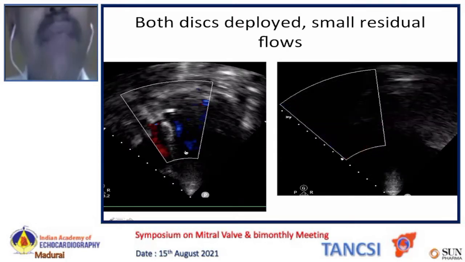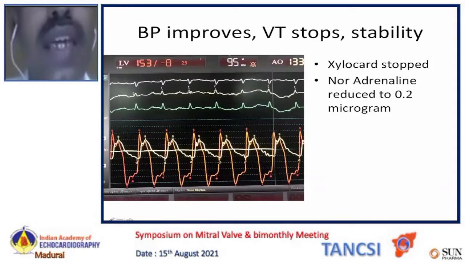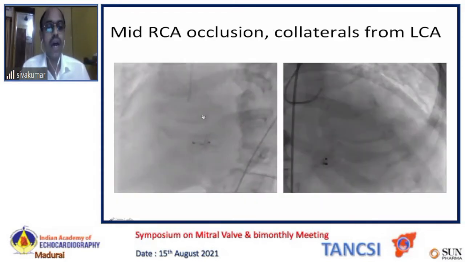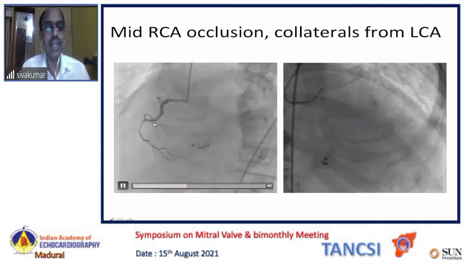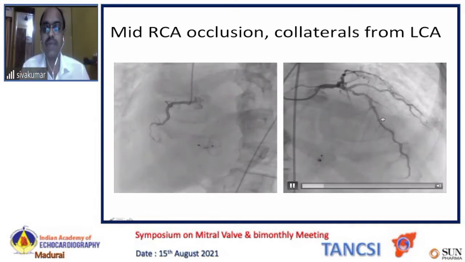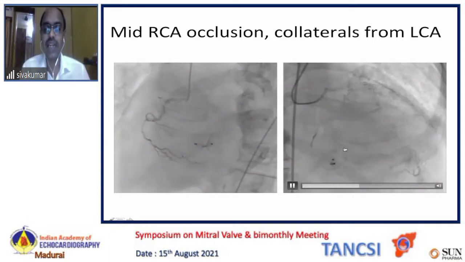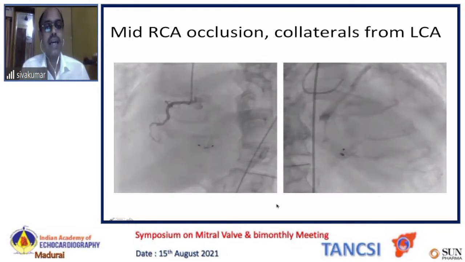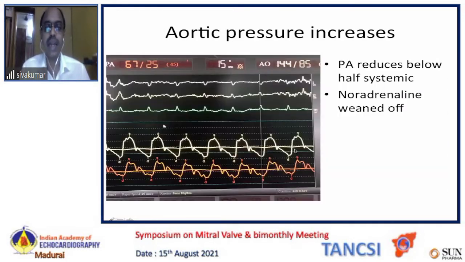The beat suddenly improves. The moment the VSR was closed, the rhythm became normal. The BP improved to about 140, 150. Xylocaine was stopped. Noradrenaline was reduced to 0.2. And then a coronary angiogram was done. The coronary shows mid-RCA complete occlusion with a normal left system. The left system was faintly collateralizing the distal right coronary territory. The aortic pressure was consistently better. We could wean away the noradrenaline. The PA pressure was less than half systemic now.